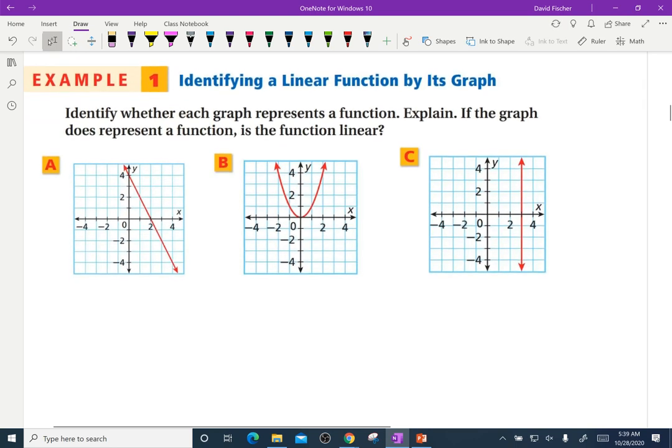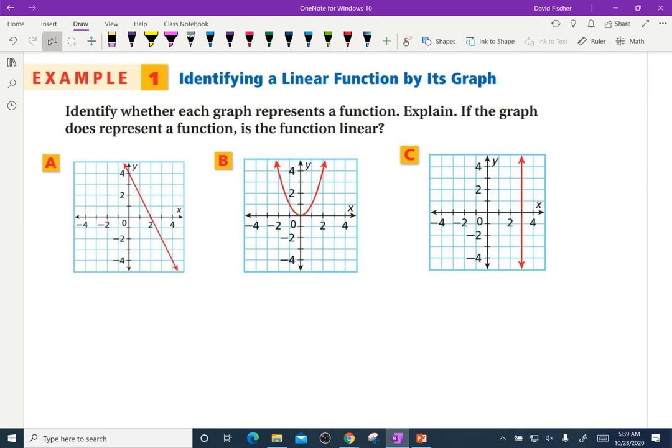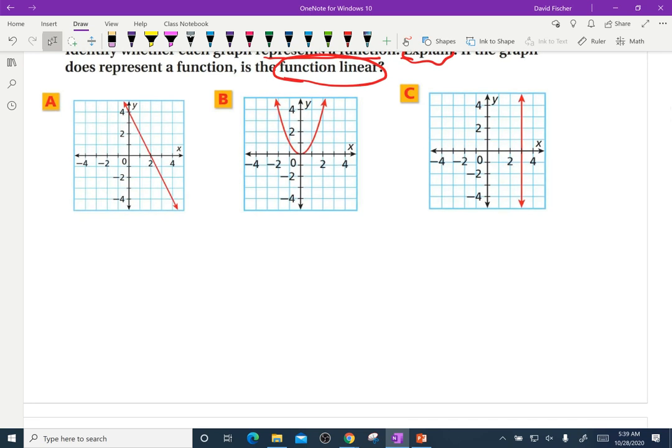So, very, very important today as you're doing the practice sheet that you read the directions and do everything that the directions are asking for. For example, I think they're asking for 3 things here. First direction says identify whether the graph represents a function. Then we have to explain. If the graph does not represent a function, is it linear? So they want to know, number 1, is it a function? Why? And then if it's linear, why? So let's talk about a function.